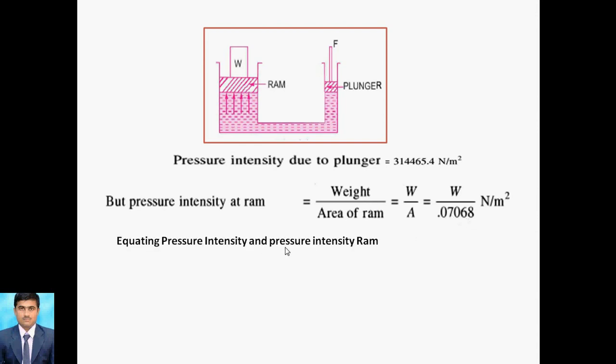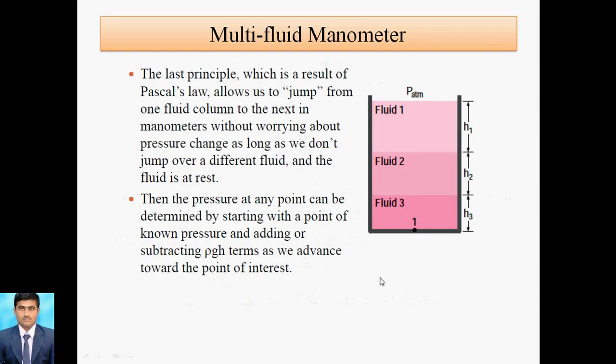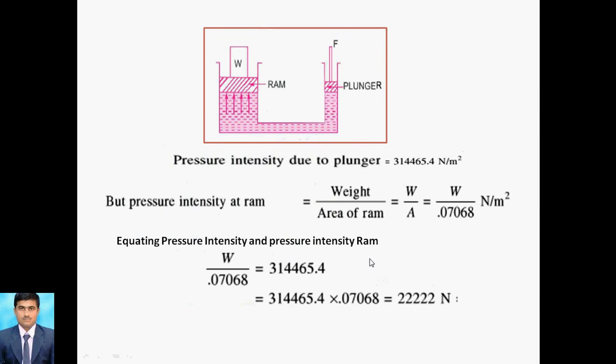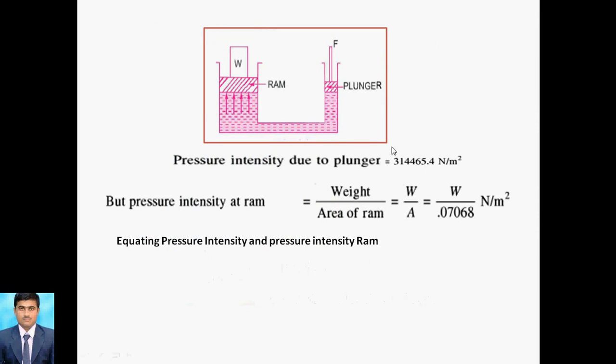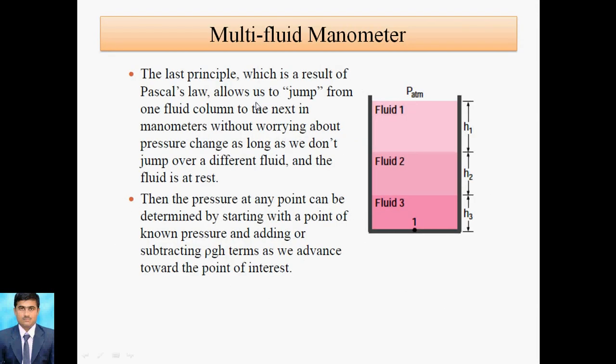Now we go for equating these two equations, with W on one side and the plunger side like this, and after simplification W will be generated. So this is regarding Pascal's law. Whenever you apply pressure on a fluid, it is exerted equally in all directions. That's why a small force is converted into a large force. Now we move to the multi-fluid manometer.